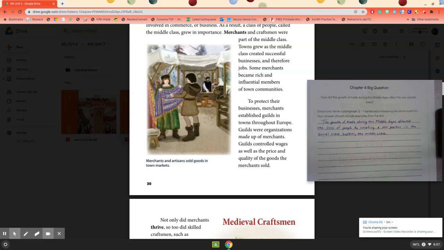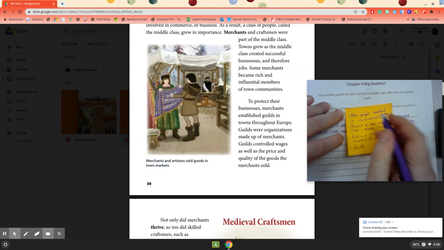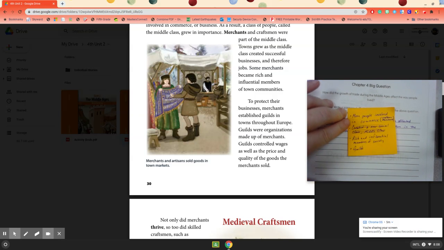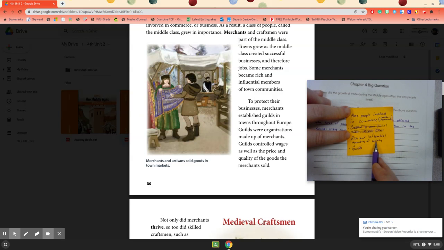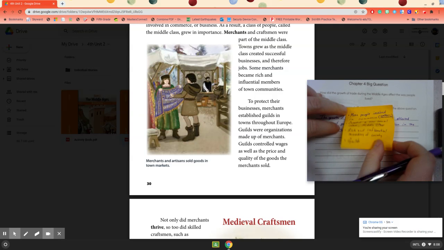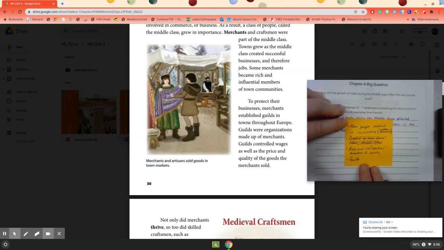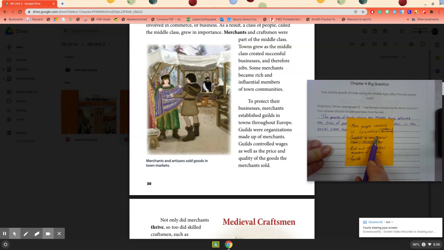All right. Now, that is my topic sentence. The growth of trade during the Middle Ages affected the lives of people by creating a new position in the social class system, the middle class. Now, from that point, what I would do is I have 3 examples here. More people involved in commerce, rich and influential members of society, and it created guilds. What I want you to do is I want you to use these 3 ideas to answer the rest of the question. Okay? Talk about how more people got involved.